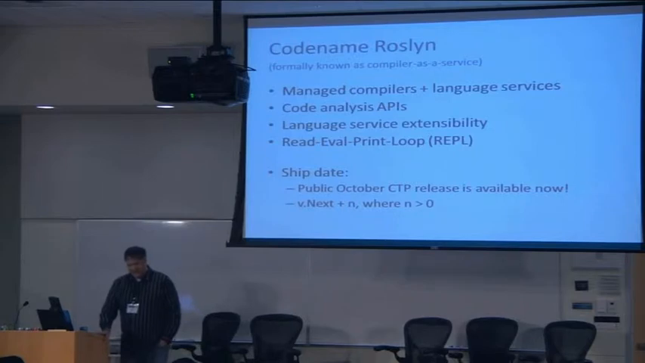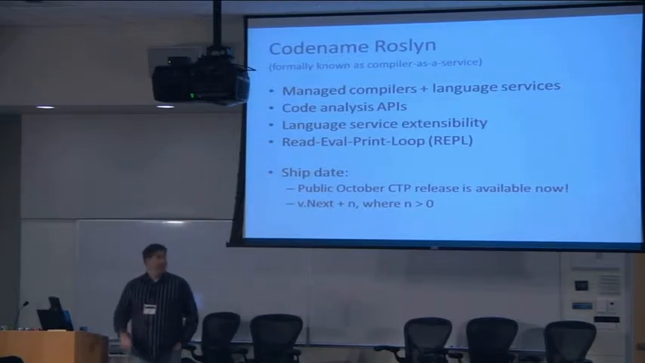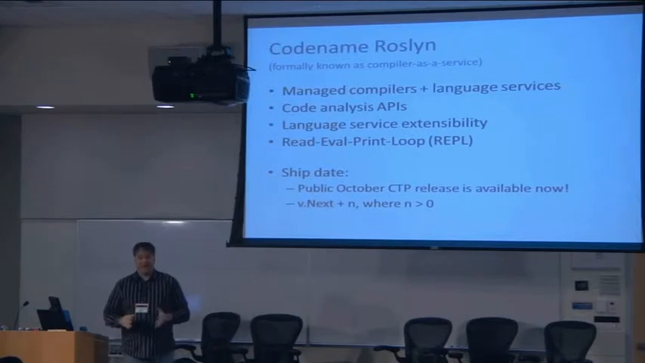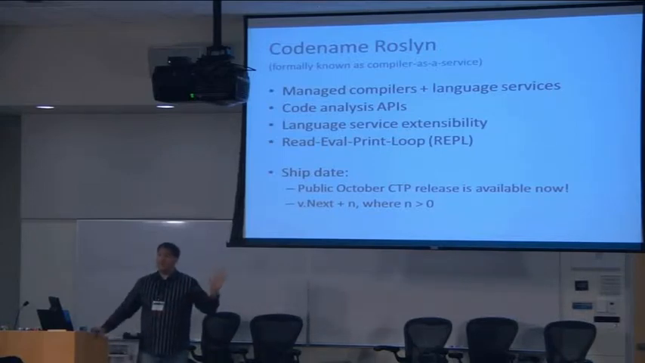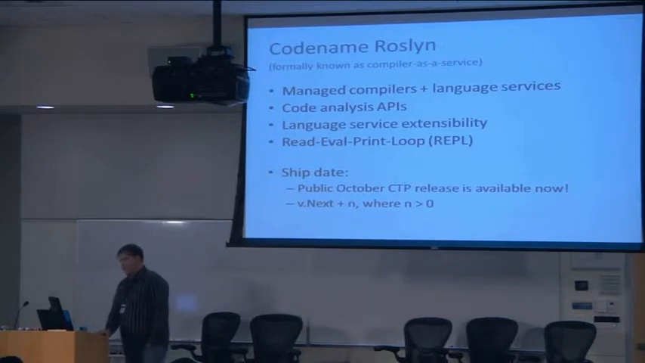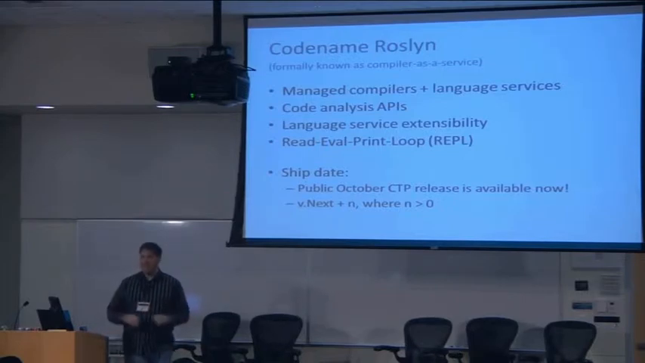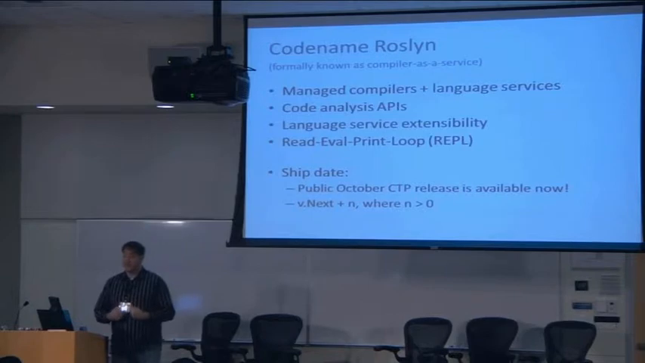Now the ship date, which is somewhat, there's some contention here, but I will say that we have shipped. Okay, we shipped an October CTP that was public, and it's available right now. It's on msdn.com/Roslyn. And then other than that, I've put a function up here. We are shipping in VNext plus n, where n is greater than 0. Okay, so extrapolate that as you will. It means we are not in Visual Studio 11. It's not shipping Roslyn. Some future point, Roslyn will have a final release date.